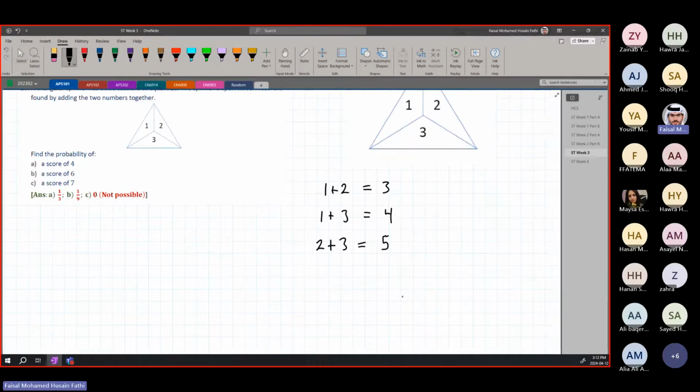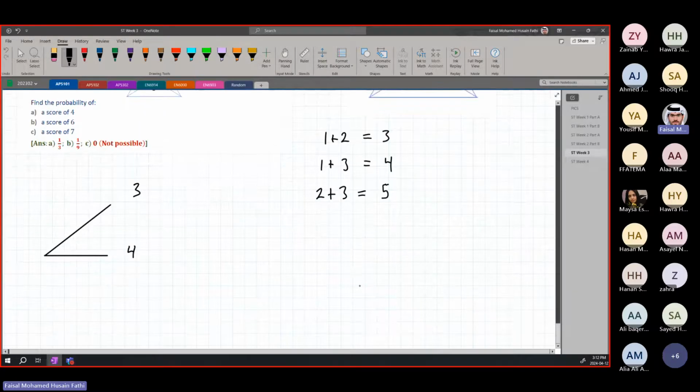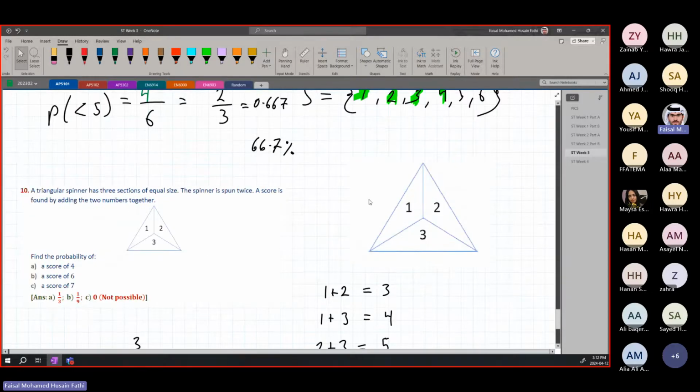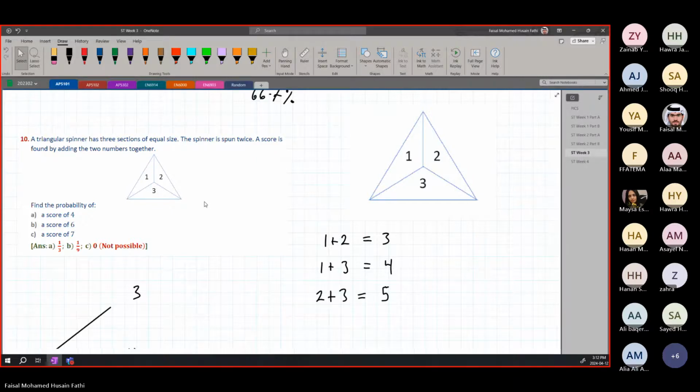Now, if we want to draw the triangle for this, we're going to have 3 options at the very beginning. We're going to have either 3, then 4, then 5. Then when it falls on one side, you're going to be remaining with 2 other sides. For those 2 other sides, you're going to just add the numbers together. Let me just make sure that's how it is.